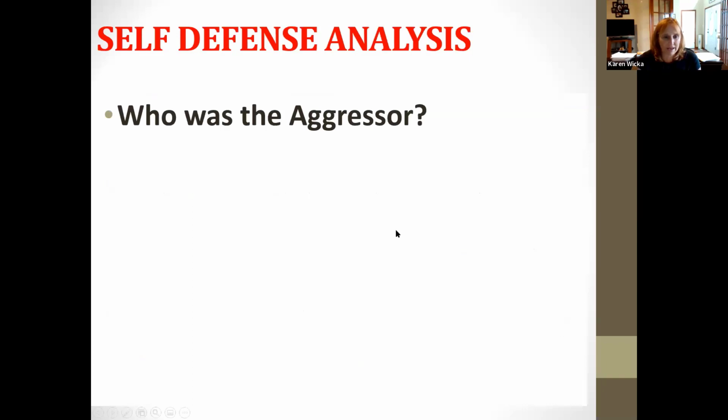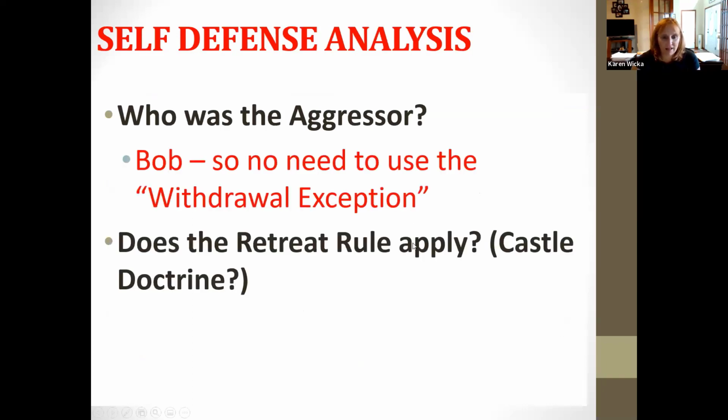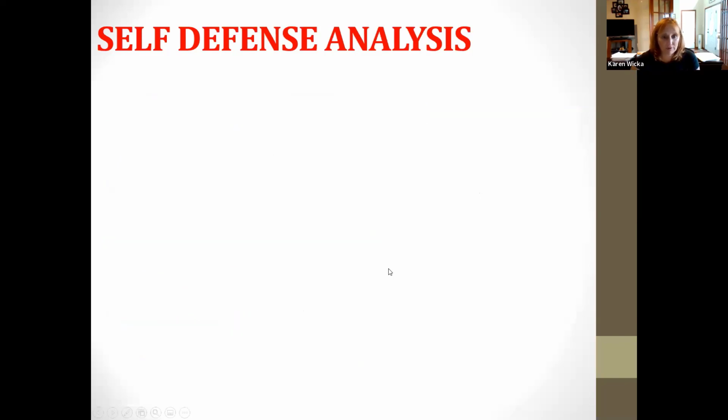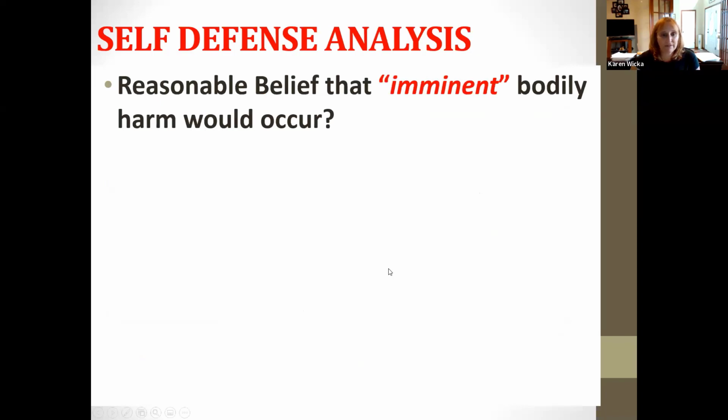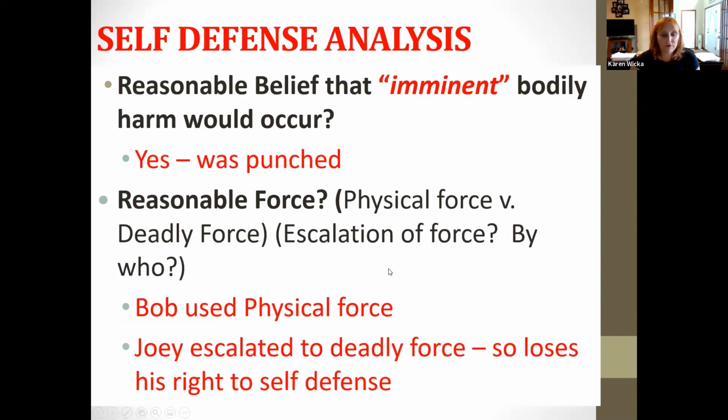Okay, so I just wrote it out. Who was the aggressor? Bob. No need for withdrawal. Does the retreat rule apply? Maybe. We don't know for sure. Was there reasonable belief that he would be harmed? Yes, he was punched. Reasonable force? Bob used physical force. Joey escalated it, so Joey loses his right to self-defense.